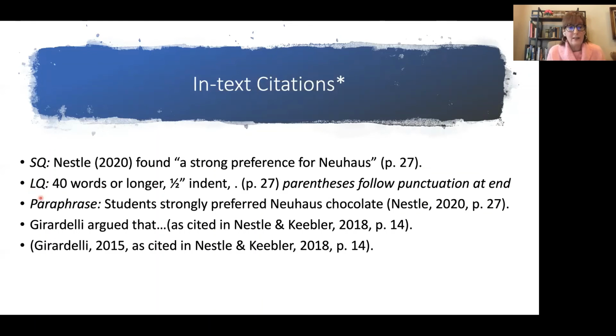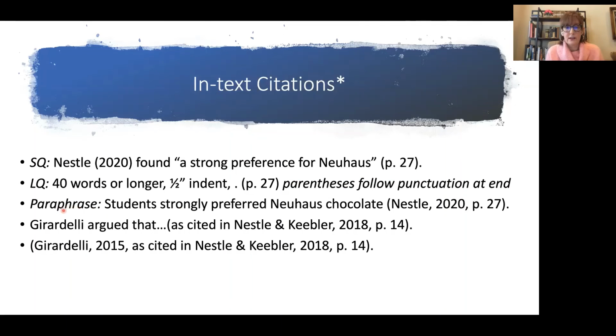So if you have a long quote that's 40 words or longer, you do a 1/2 inch indentation for the whole quote, and then you put a period at the end of it, and then you put the page. The parentheses follow the punctuation at the end. So I know that's a little different.